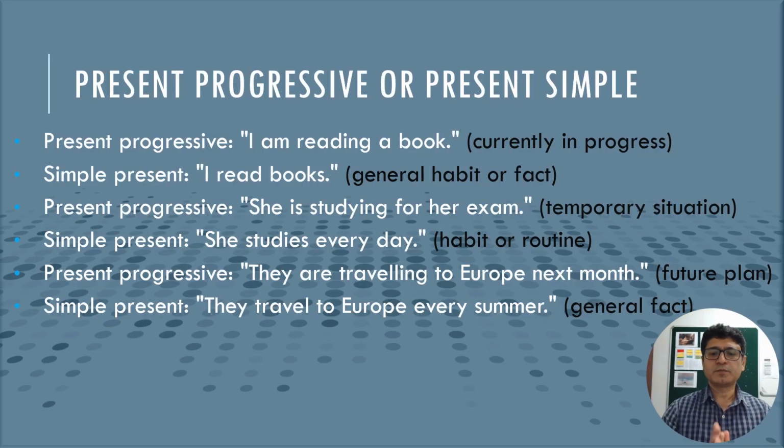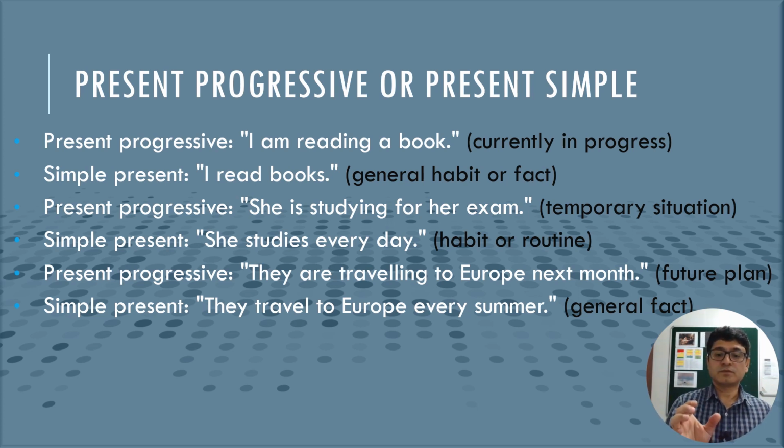Now, present progressive or present simple. In what situations will we use each? If there is an action which is currently in progress, we'll be using present progressive tense. For example, I'm reading a book. While I'm talking, I'm doing that. So that is present progressive tense.